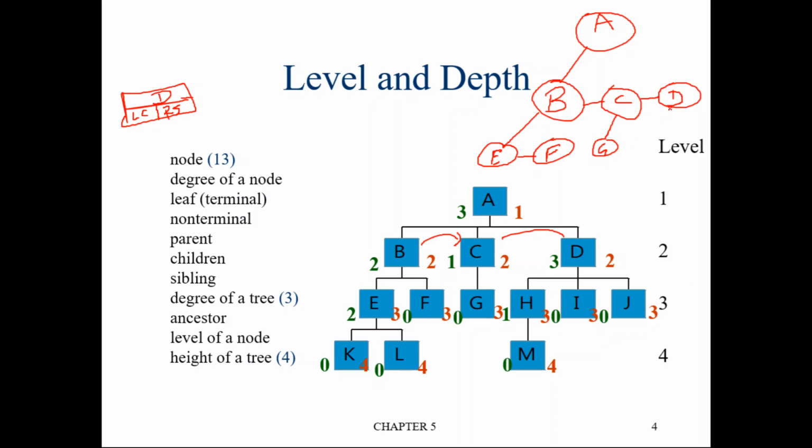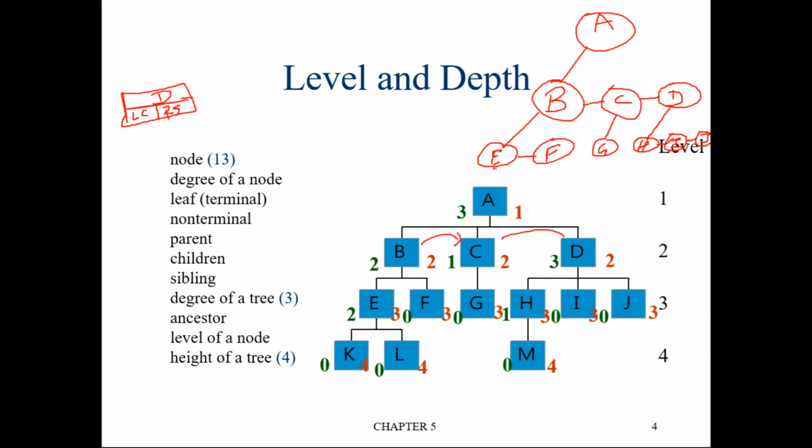If you take D, the first child of D is H, so H will become D's left child. The next child is I, so I will become H's right sibling. The next child is J, so J will become I's right sibling. So on and so forth.